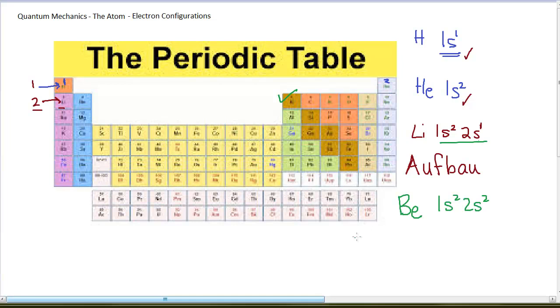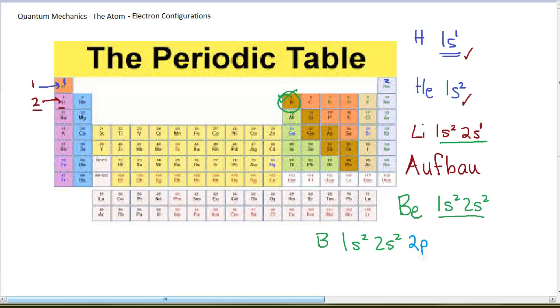When I get to boron, with 5 electrons, boron jumps over here in the periodic table. His first 4 electrons are exactly where beryllium's are, but I can't put any more into the 2s orbital because only 2 electrons will fit into each orbital, and so I put boron's 5th electron in the next set of orbitals that have the next lowest energy, and those are the 2p orbitals.